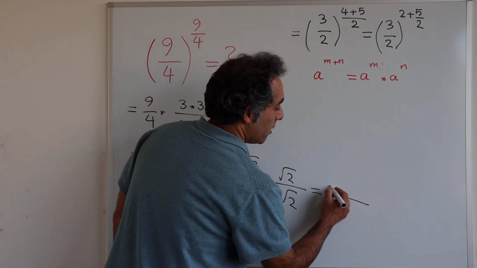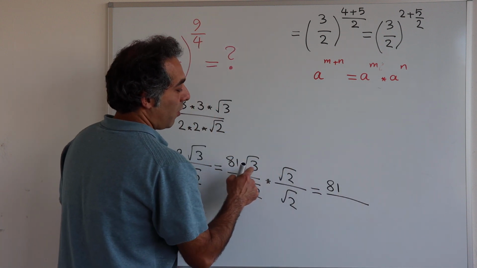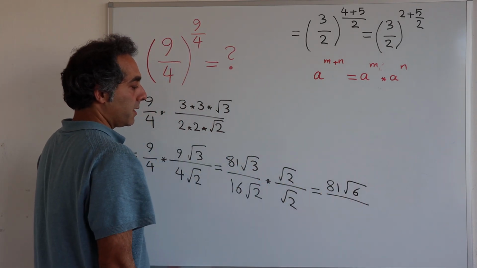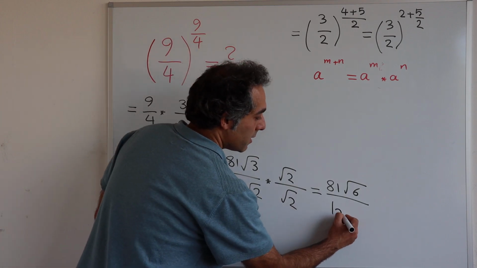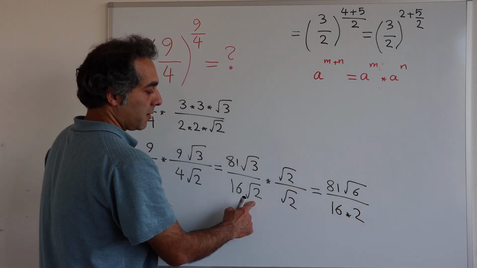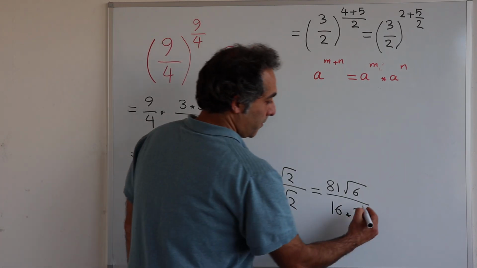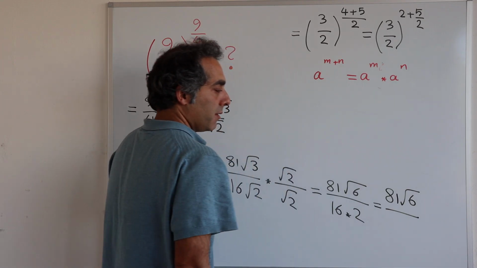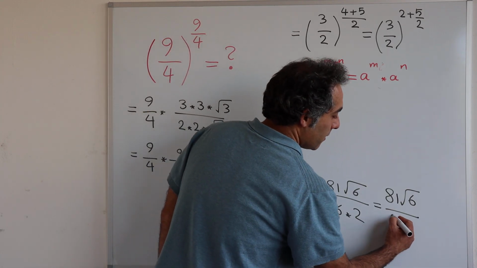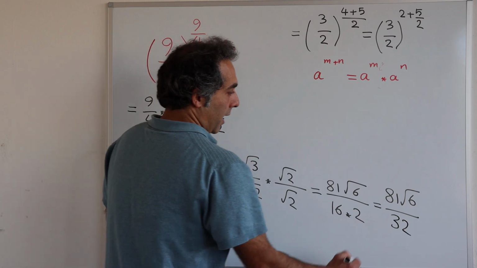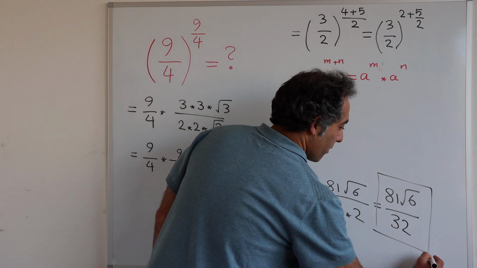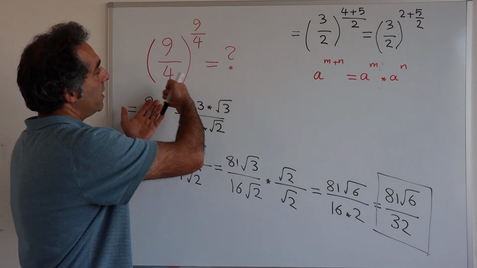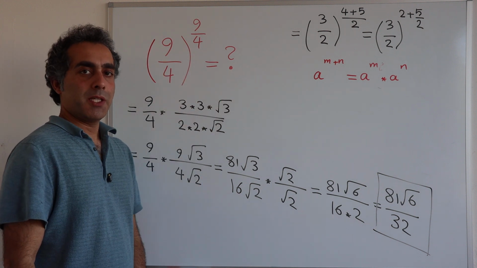For the numerator, 81, and these two terms are 3 times 2, which is 6, and this one is 16 times 2, because these two terms are 2. And finally, 81 square root of 6 over 32. And this is the final form of simplifying this fraction. Thank you for watching.